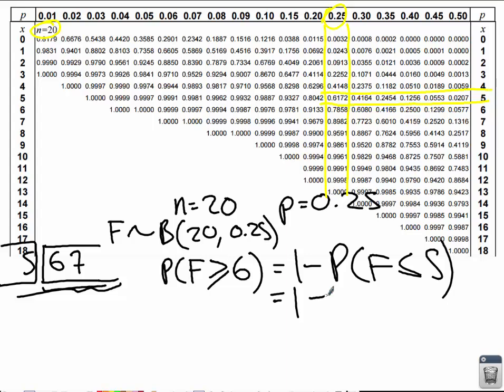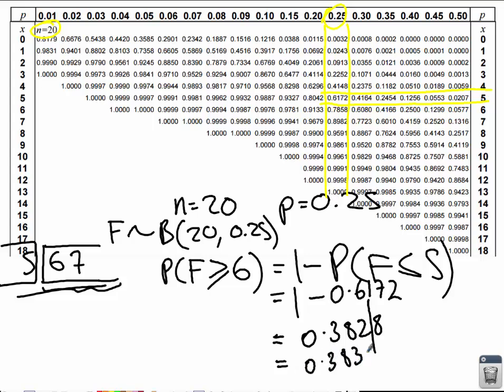1 subtract 0.6172 gives us our answer of 0.3828. Rounding to 3 significant figures, 0.383 to 3 SF. Done. It's good practice to round at the end of the question rather than midway through, because otherwise your final answer will be rounding a value which has already been rounded in the first place, which lessens the accuracy. So always round at the end of your question.